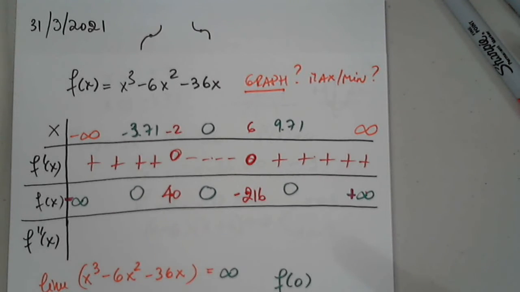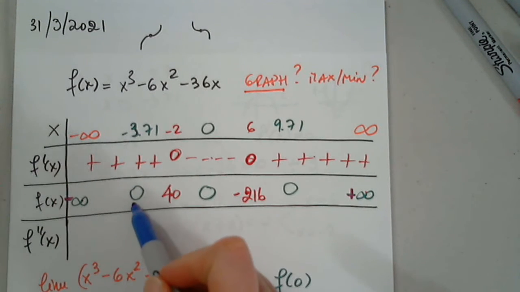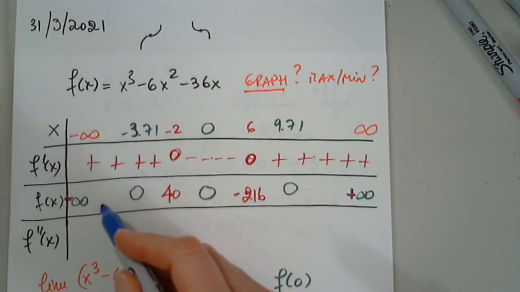Okay. So now I have to make sure that these two rows work well together. From -infinity to 0, the function is increased.